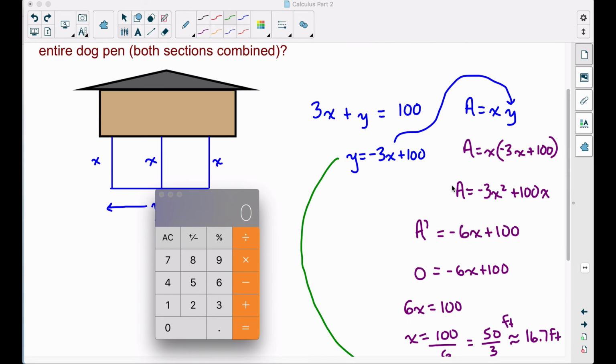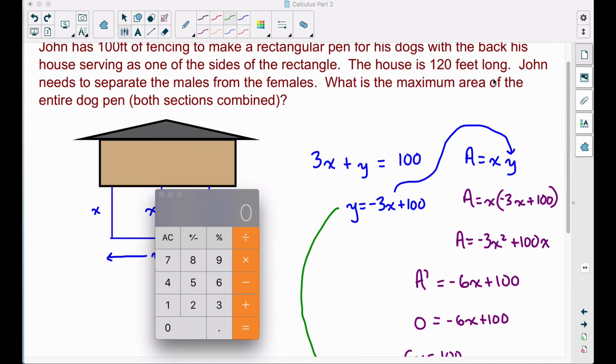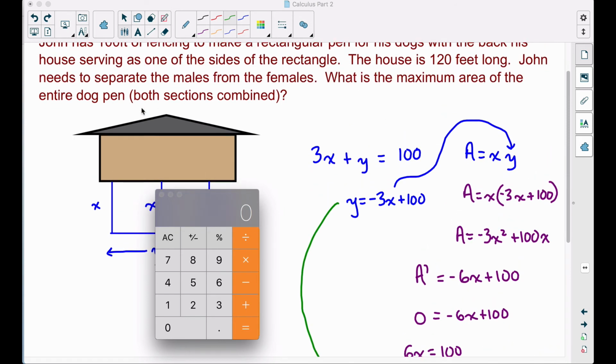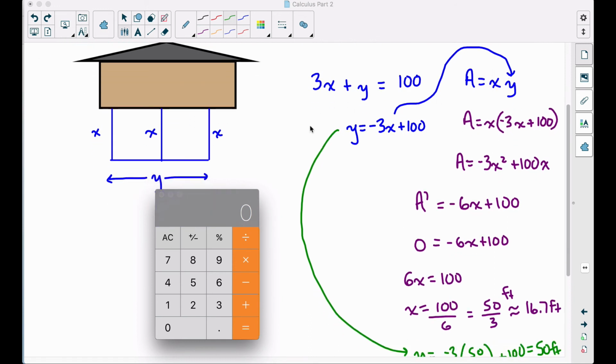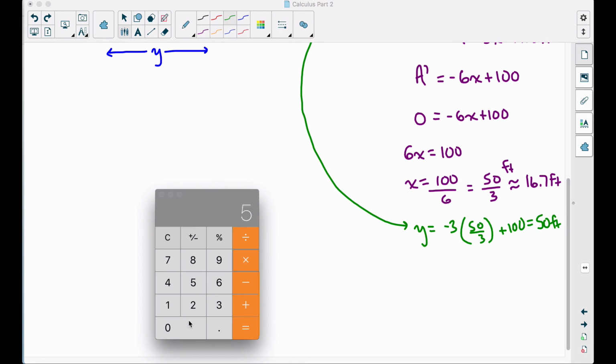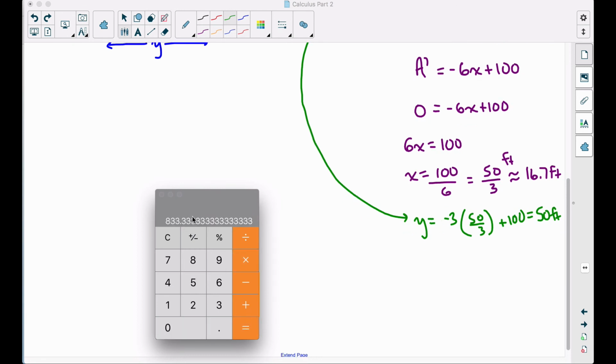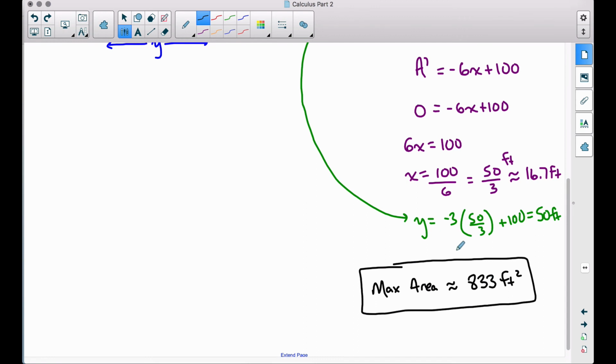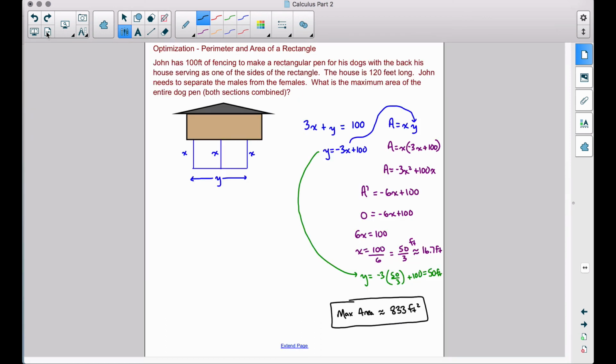And now going back to our original question, what is the maximum area of the entire dog pen? So the area was x times y, so we take that x value, 50 over 3, multiply it by 50, and we'll get an approximate area of 833.3 square feet. Or if you just wanted to round to the nearest square foot, I'm sure you would be fine there. Just pay attention and make sure you do round correctly based on what the question asked you. And there you have it, a third and final example of perimeter and area of a rectangle involving optimization.